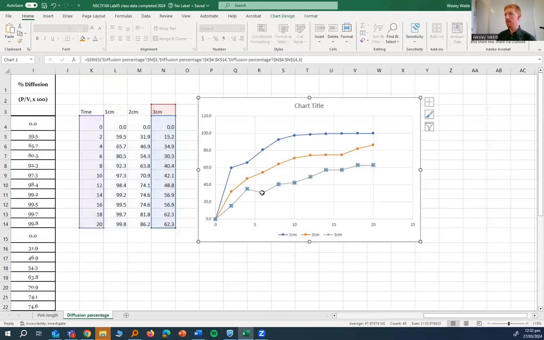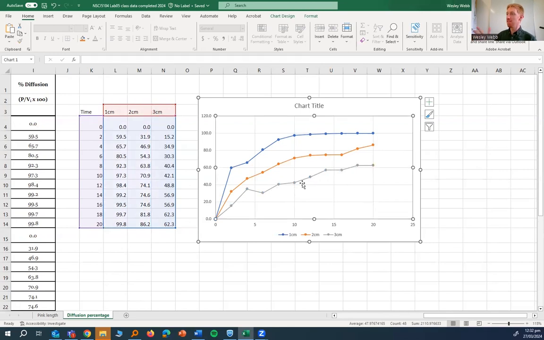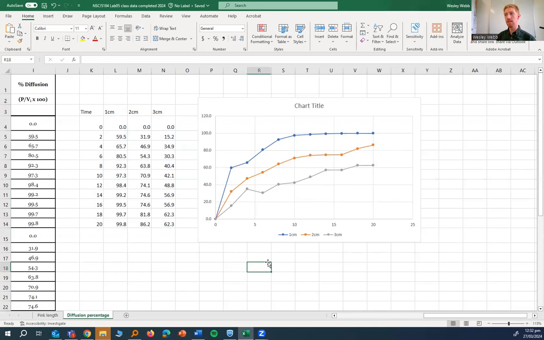Not sure why this point actually went down. I suspect that's some error due to the cubes becoming mushy. But in general, we're seeing that kind of plateauing shape, which some of you predicted. And it makes sense. The biggest cube is taking the longest for the vinegar to diffuse towards the center.